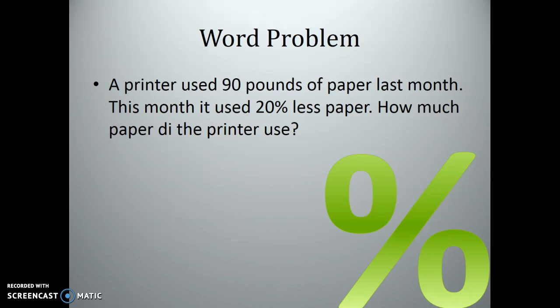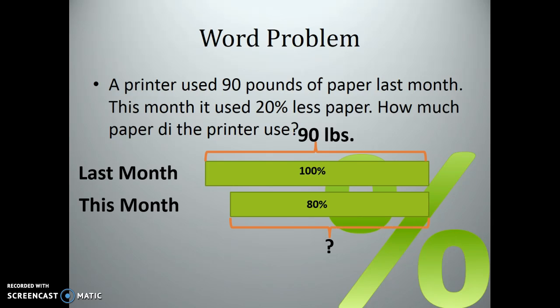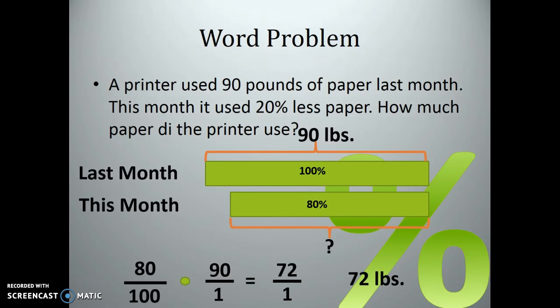All right, one more or so. Okay, so a printer used 90 pounds of paper last month. This month it used 20% less paper. How much paper did the printer use? So last month it used 90 pounds. If it used 20% less paper this month, that means that it used 80% of what it used last month. So we need to find 80% of 90 pounds, which is 72 pounds, and that's our answer.